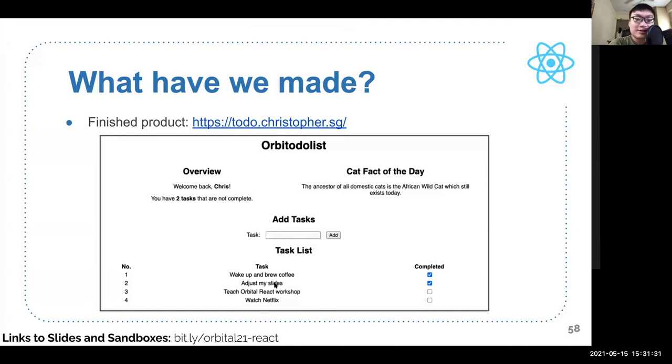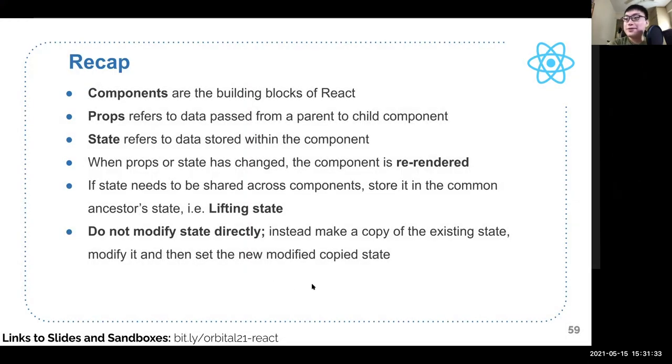So yeah, recap. Components are the building blocks of React. Props refer to data that you pass from a parent to a child. State refers to data you want to maintain within your component. Whenever a prop or state is changed, your component is re-rendered. If your state needs to be shared across components, you need to lift it up to the common ancestor. Try to make everything immutable. Do not modify state directly.